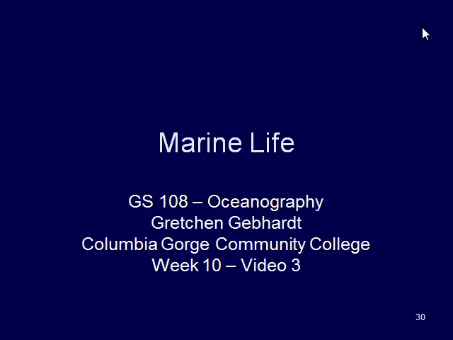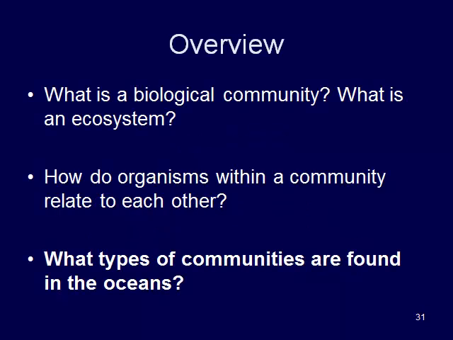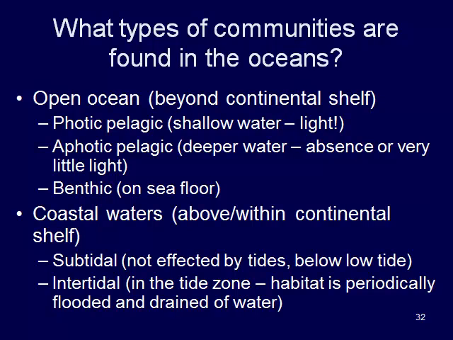Welcome back to week 10, and in video 3 we are going to explore some of the different types of communities found in the world's oceans. We've already talked about 4 main types: the beach environment, the rocky intertidal, the deep ocean divergent plate boundaries, those mid-ocean ridges, and estuaries. But we're going to get into more detail here in 2 main categories: the open ocean beyond the continental shelf, and the coastal waters above or within the continental shelf.